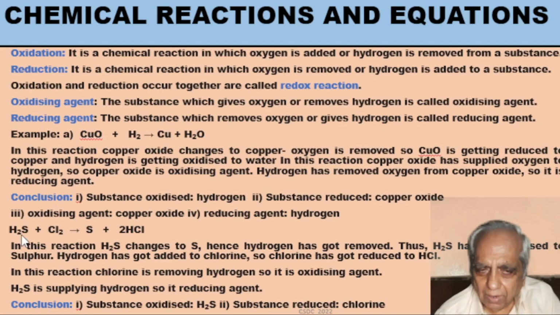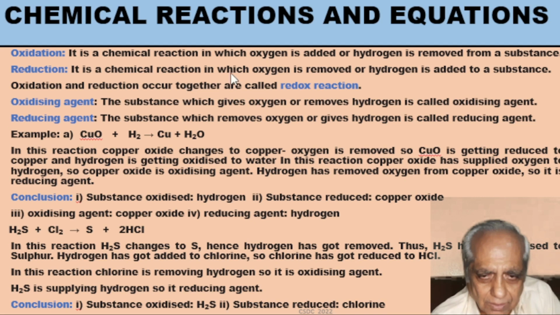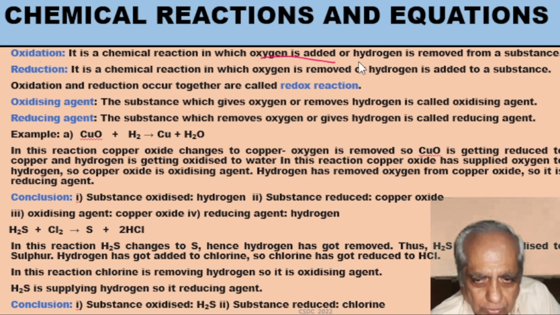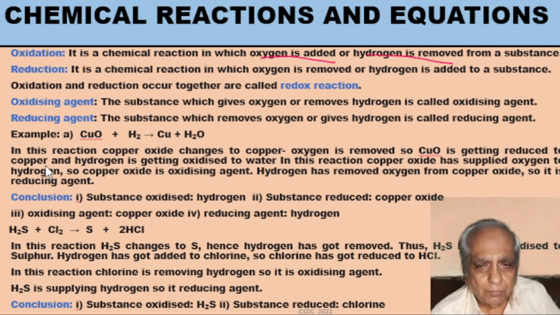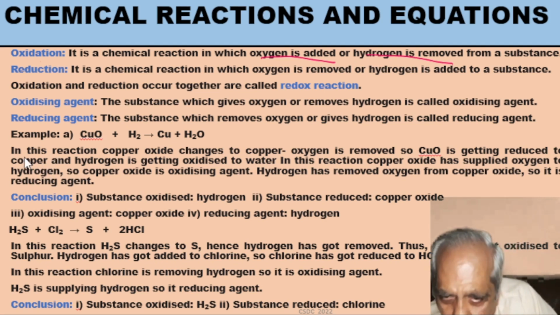Now we come to a very important topic, oxidation and reduction reaction. First, what is oxidation? Oxidation is a reaction in which oxygen is added. Oxidation has come from oxygen, so it is a reaction in which oxygen is added, and the opposite of oxygen is hydrogen, so hydrogen is removed. So this you should learn. Oxidation means oxygen is added or hydrogen is removed.